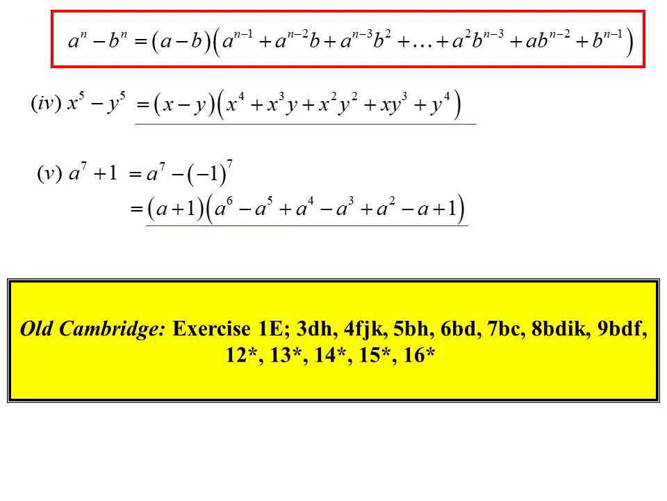Now, our new textbook doesn't seem to have an exercise on this stuff, but I still think it's worth looking at. So in our handouts, there would be an exercise from the old Cambridge book, and there's a handful of questions from that one.